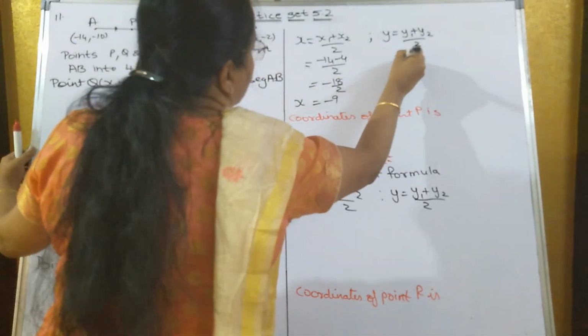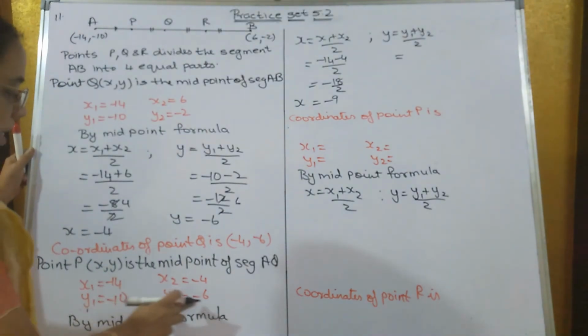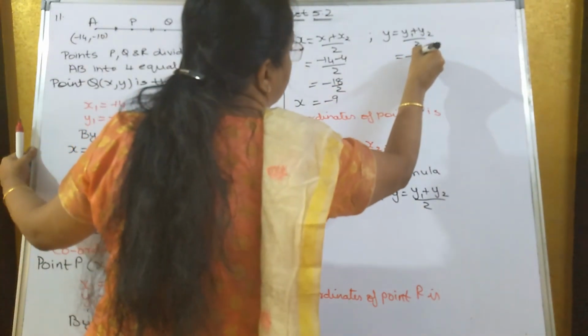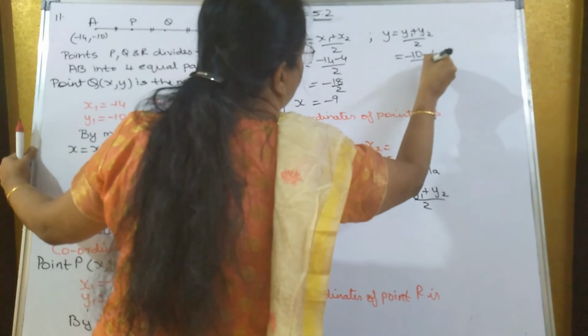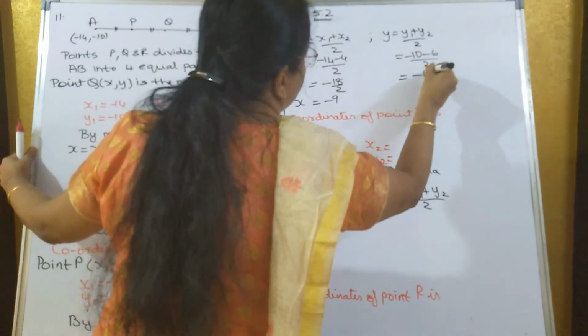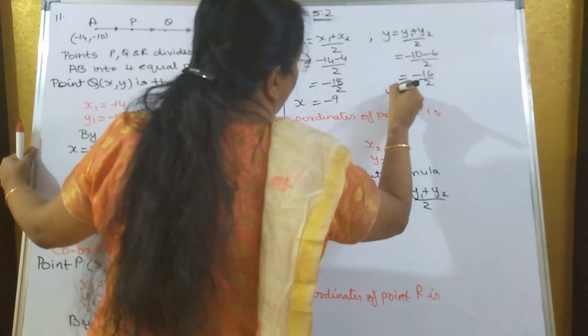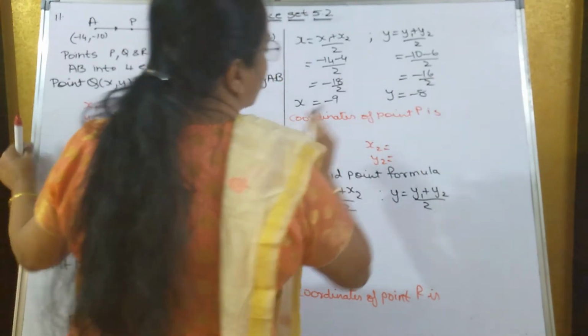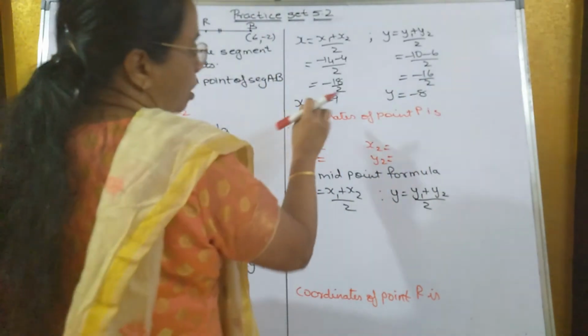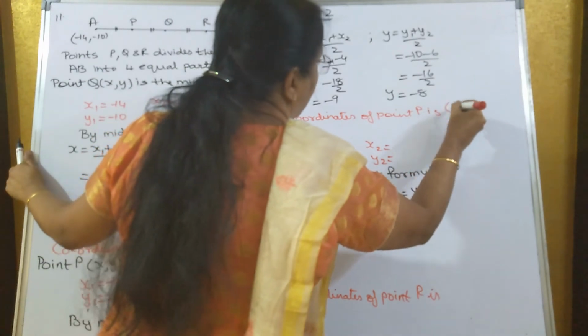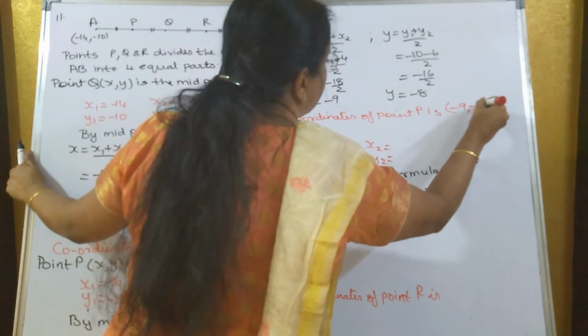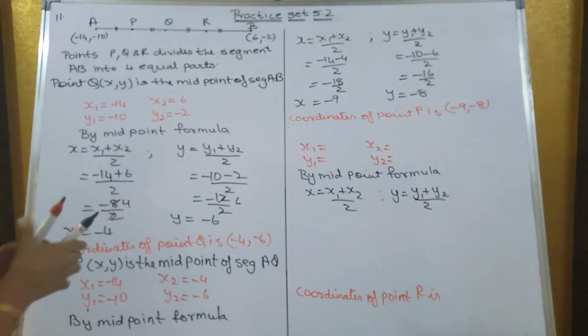Now y is equal to what? Minus 10 minus 6 upon 2, that's equal to minus 16 upon 2. So y is equal to what? Minus 8. So coordinates of point P is what? Minus 9, minus 8. Now we have to find out R.